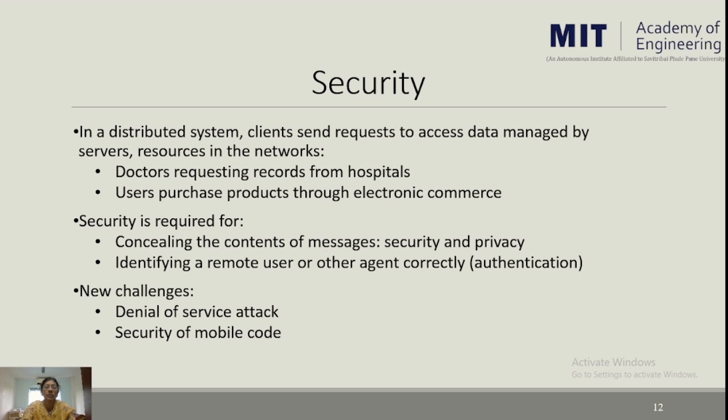Security. In a distributed system, clients send requests to access data managed by servers and resources in the network. For example, doctors requesting records from hospitals, or users purchasing products through an e-commerce site. So for all these types of applications, security, privacy, and authentication are very important. Concealing the contents of messages comes under security and privacy, and identifying the remote user or other agent correctly comes under authentication. Some challenges under security are denial of service attacks and security of mobile code.